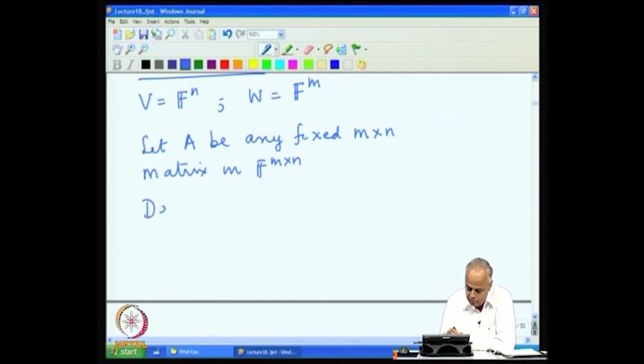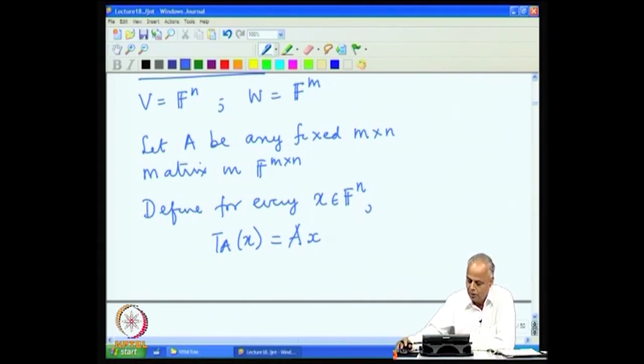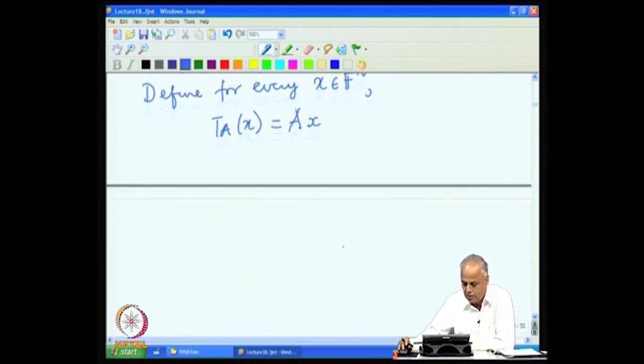Now, define for every x in Fn, T_A of x as follows. Simply pre-multiply the vector x by A. So, for every x in Fn, we construct Ax and we call it T_A of x. This is a function which converts the vector x to the vector Ax, and this function is generated out of the matrix A. So, we call it T sub A. So, T sub A of x is Ax.